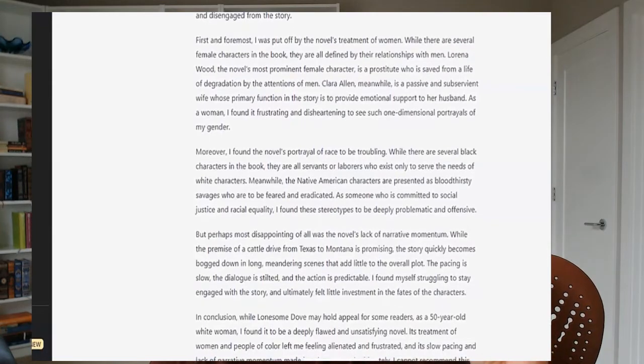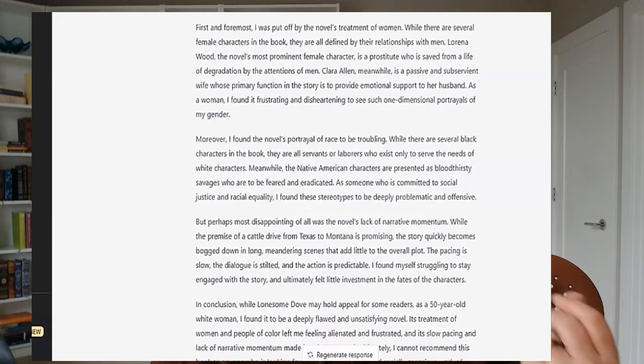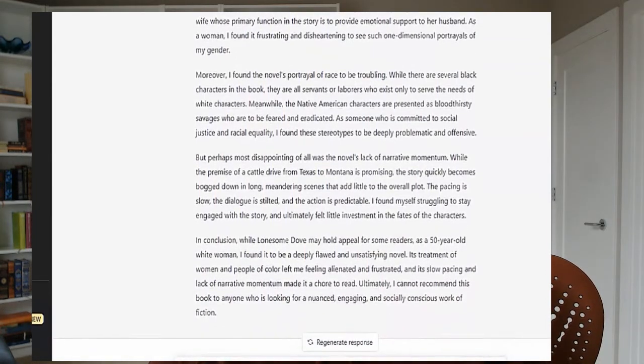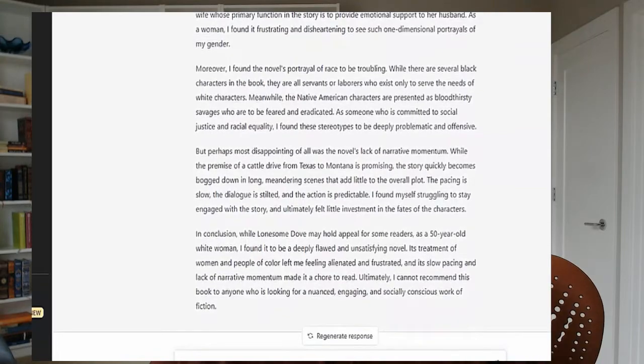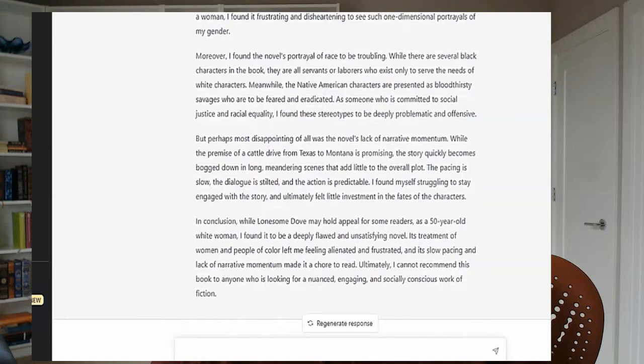As a woman, I found it frustrating and disheartening to see such one-dimensional portrayals of my gender. Moreover, I found the novel's portrayal of race to be troubling. While there are several black characters in the book, they are all servants or laborers who exist only to serve the needs of the white characters.